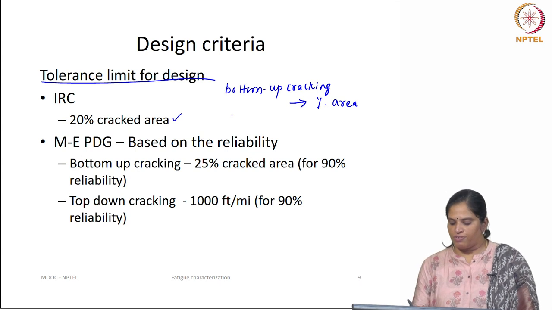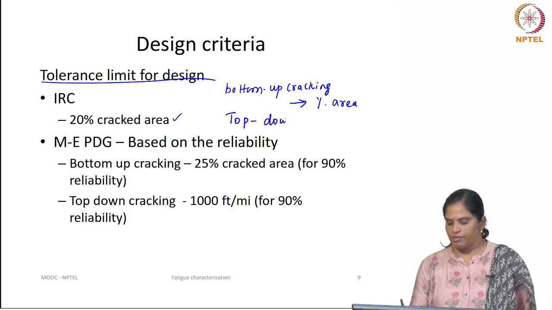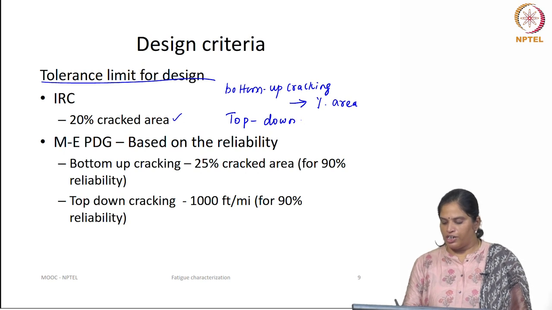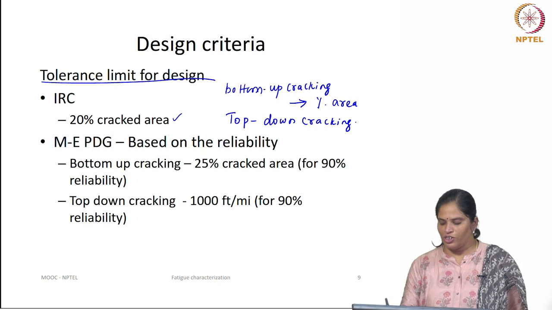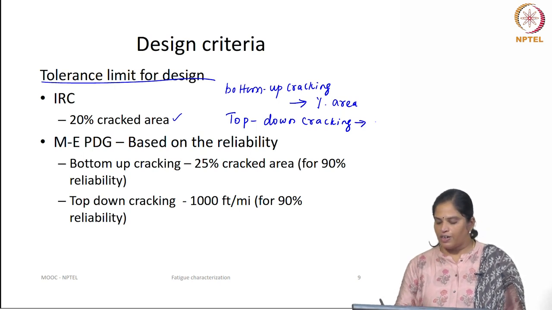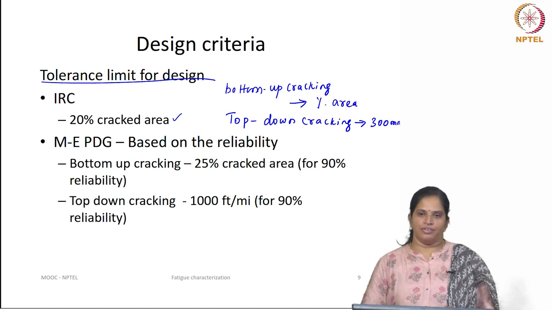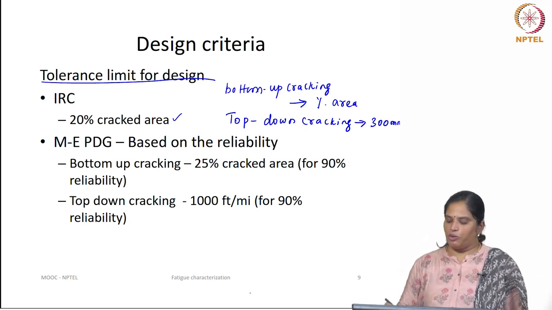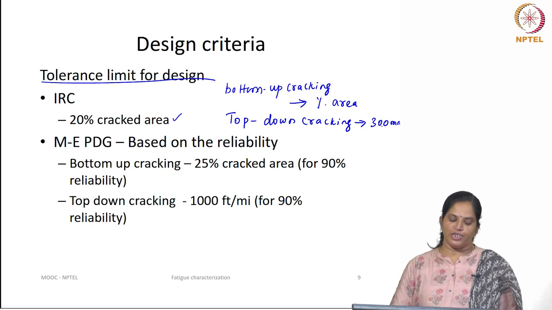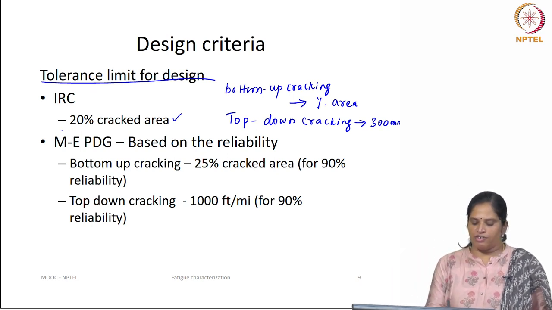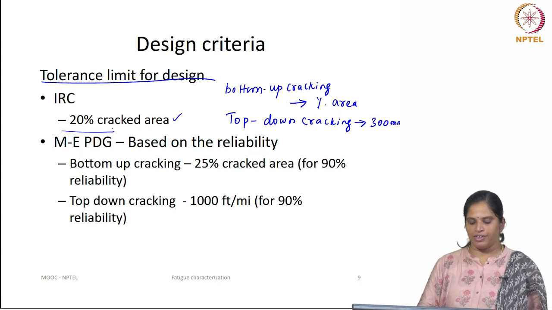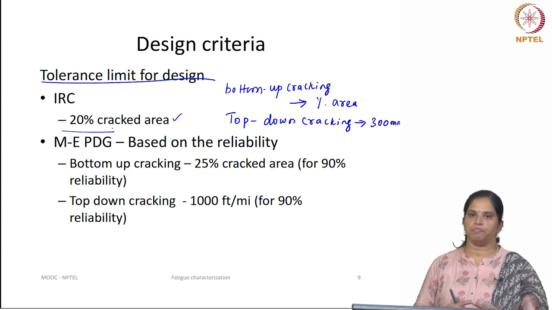In terms of top down cracking, top down cracking is generally a longitudinal crack. IRC assumes a 30 mm wide crack, calculates the area and represents it in terms of area. So, the tolerance limit as defined per IRC is 20% of the cracked area.